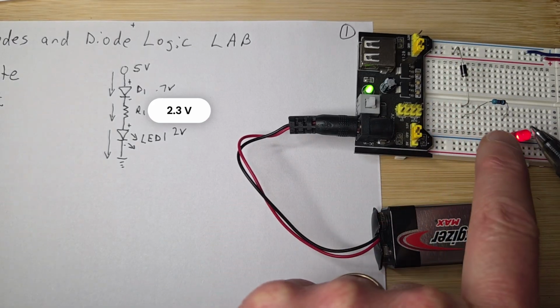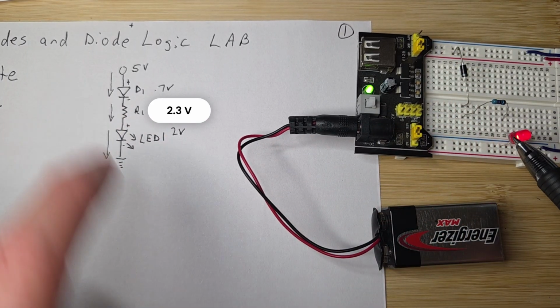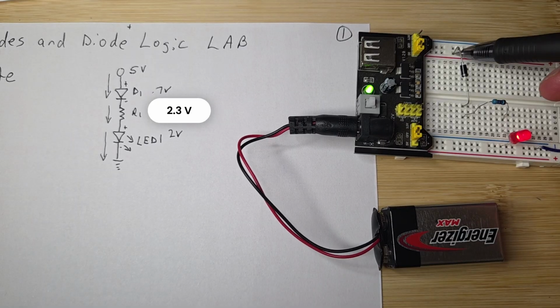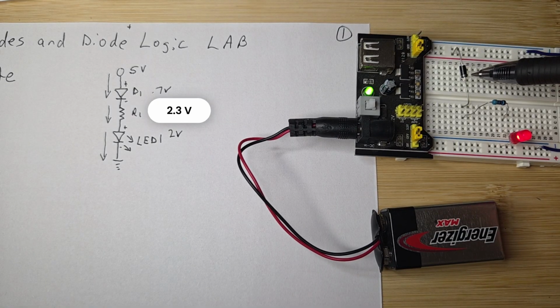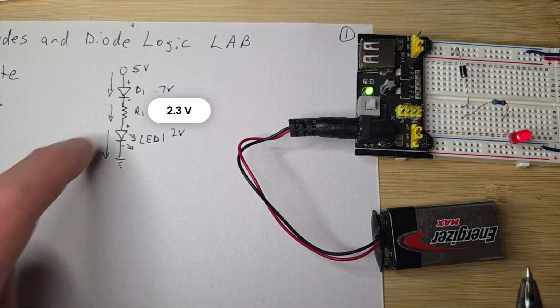So this circuit right here is equal to this, right? Current, there's the positive side, it's flowing through the diode. You can see the little negative. So this is the anode, and there's the cathode. It goes through the resistor, through the LED and to ground. So that's what we have.